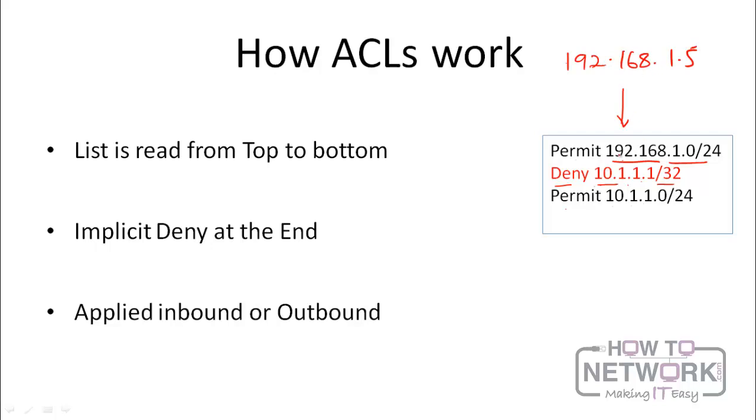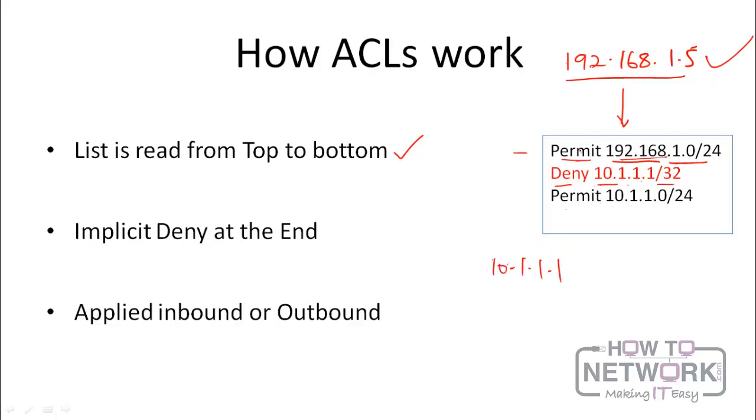Now, for instance, if we have traffic coming from 192.168.1.5, it goes through the access list, and the list is read from top to bottom. It will see there's a permit statement for this subnet and check if this address is in this subnet. Because it's in this subnet, it's going to permit it. So this will go through.